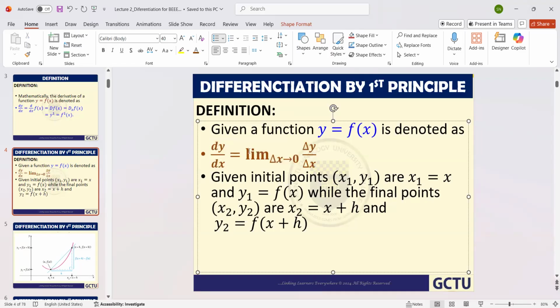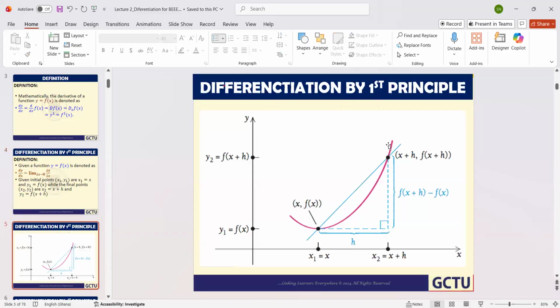So dy dx is the limit as your change in x becomes very small, that is, when the denominator becomes very small. If you are given two points, the initial point x1, y1, then x1 represents your x coordinate and y1 represents the function of x. The final point, x2, y2, has x2 representing an increase in x, and y2 representing the increase in the y value. Graphically, this is what we mean. That's all I'm trying to show you.